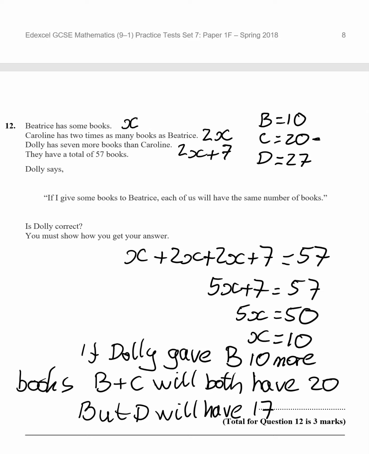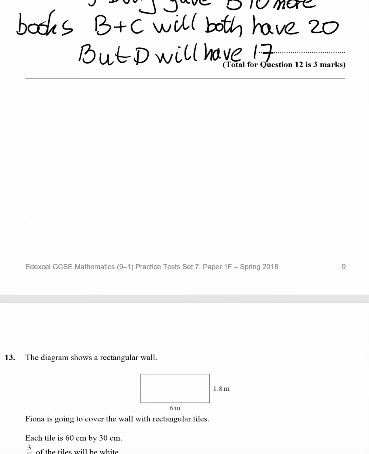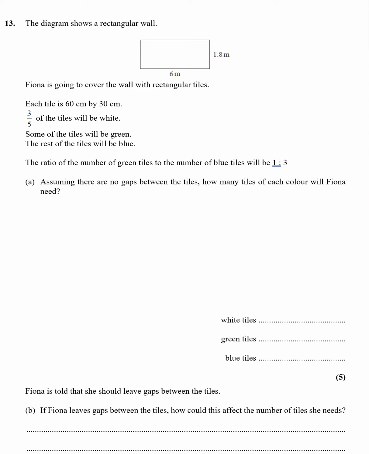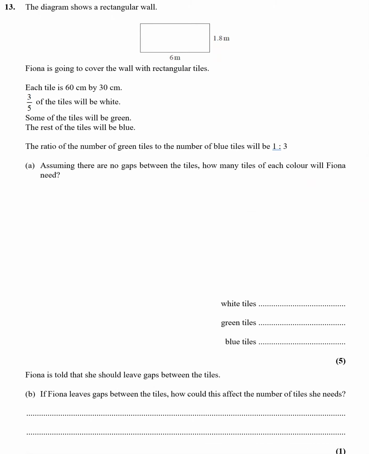Okay, next question. So we have a rectangular wall which is 6 meters by 1 meter 80. Fiona is going to cover the wall with rectangular tiles. Each tile is 60 centimeters by 30 centimeters.